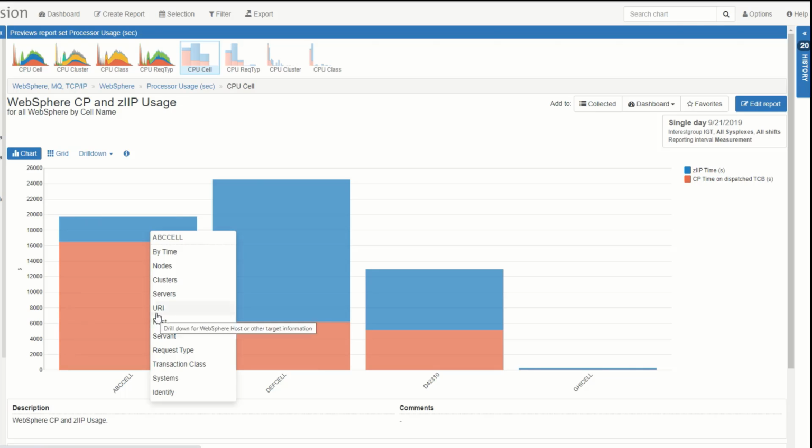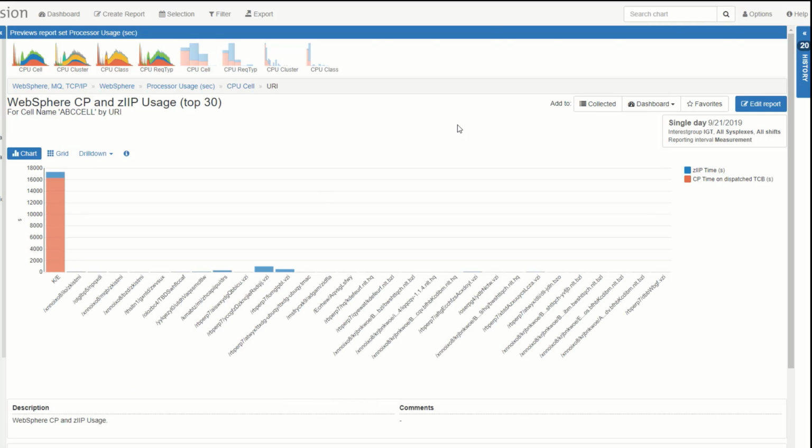So let's drill down to see which URIs are contributing to that. Now we see CPU time by URI, and the top consumer is pretty clear. Not only is there a single URI consuming the most overall, but it's almost all general purpose CPU time. This is a top 30 chart, as you can see in the chart title.